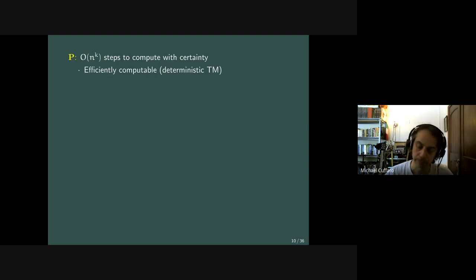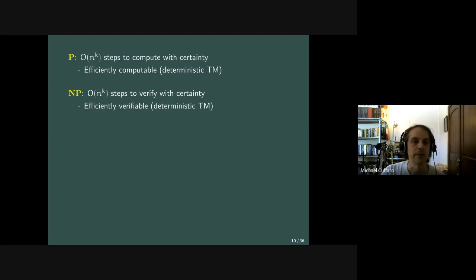Similarly, the class NP is the class of problems such that it takes on the order of a polynomial number of steps to verify a solution with certainty. I didn't actually give that exact definition yesterday. I talked in terms of a non-deterministic Turing machine, but the two definitions are equivalent. And I alluded to how that works. We saw the transition diagram, and I said you kind of have to choose the right path. The same idea applies here: you take that path and feed it to a deterministic Turing machine, which can check that the path correctly gives you a proof of that proposition. So in that sense, the class NP can also be characterized as the class of problems that are efficiently verifiable by a deterministic Turing machine.